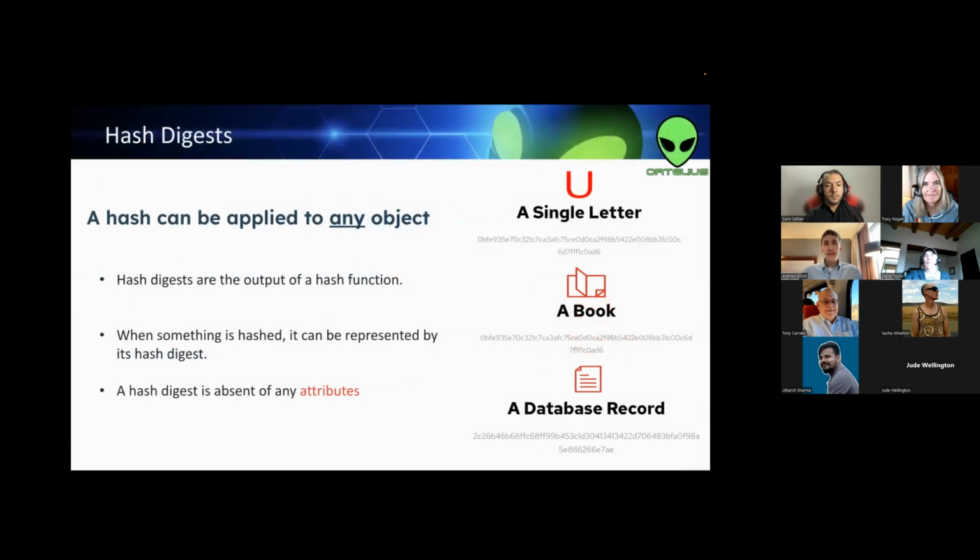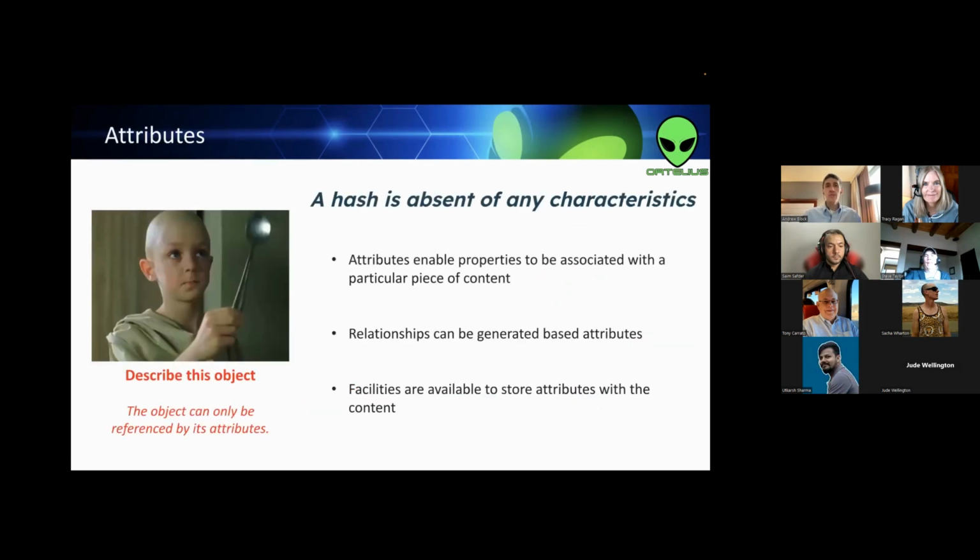So let's take a step back and think about a little bit of theory. Think about hashes. Hashes are all over the place. You use them in checksums, you use them on container images. Basically, a hash can be applied to anything. Anything could be a single letter, it could be a book, it could be a database record. When something is hashed, it's represented by a hash digest. And a hash digest has one thing that it's absent of: it doesn't have any attributes. All you have is that digest. There's nothing to it. There are no capabilities or properties that you can add to it. It's just the digest.